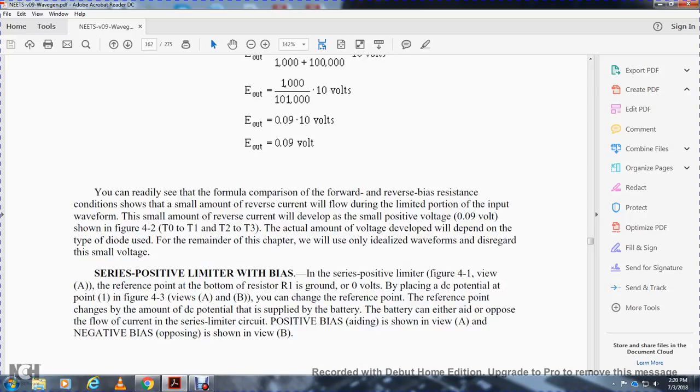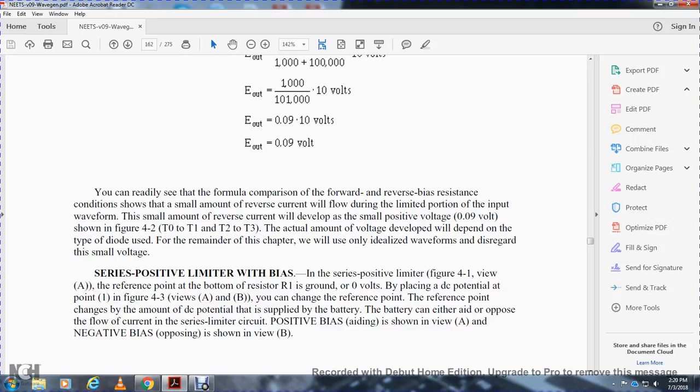The forward bias resistance condition shows that a small amount of reverse current will flow during the limited input of the waveform. This small reverse current will develop a small voltage of 0.09 volts, shown in Figure 4.2 for the time intervals 0 to 1 and 2 to 3. But the actual amount of voltage developed will depend on the type of diode used. For the remainder of the chapter, you will use only the idealized waveform, disregarding the small voltage.